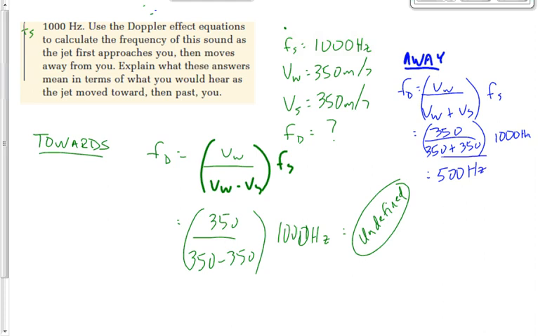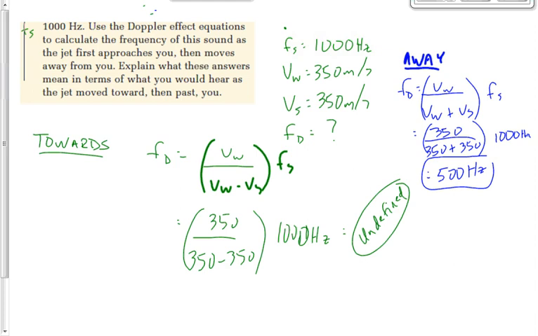So if this object is traveling at Mach 1, the speed of sound, you won't hear a Doppler frequency as it's coming towards you. It's undefined mathematically. But as it's going away from you, you will hear a Doppler frequency. You'll hear a dramatically different frequency. Okay, if the actual frequency was 1,000 hertz, what you're going to hear is half that value, 500 hertz. Make sense? Doesn't matter what the speed of sound is. You're going to hear half the value of the actual frequency.